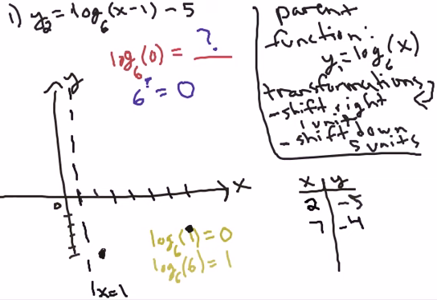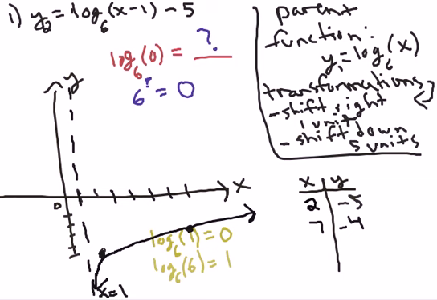So my graph, if I were to go ahead and finish this, would look something like this. You can see that it's approaching this vertical line at x equals 1, but it never touches it, and then it's increasing as I go left to right here.